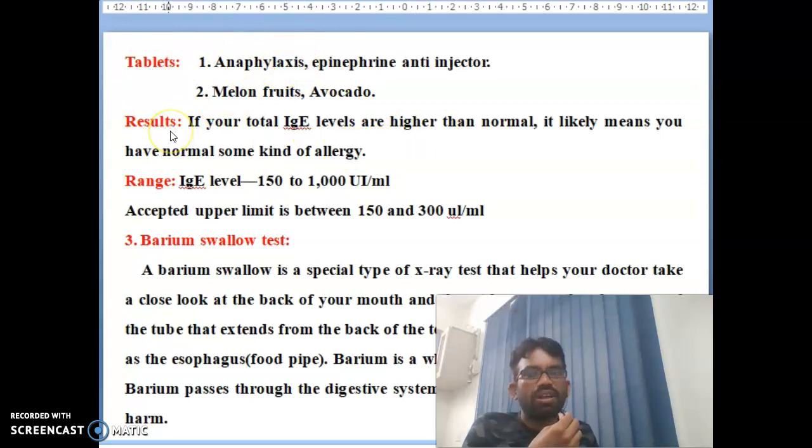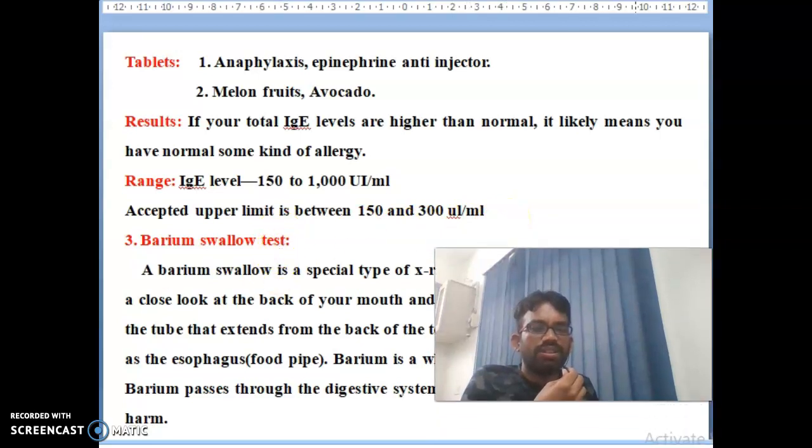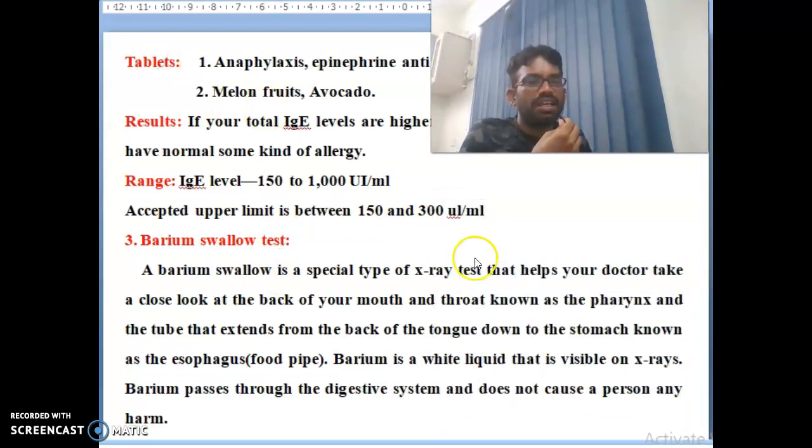What is the result? If your total IgE level is higher than normal, it means you have some kind of allergy. The IgE level is 150 to 1000 units per ml. The accepted upper limit is between 150 and 300 units per ml. These are the ranges I mentioned here for the allergy. That is the brief introduction about the allergy blood test.